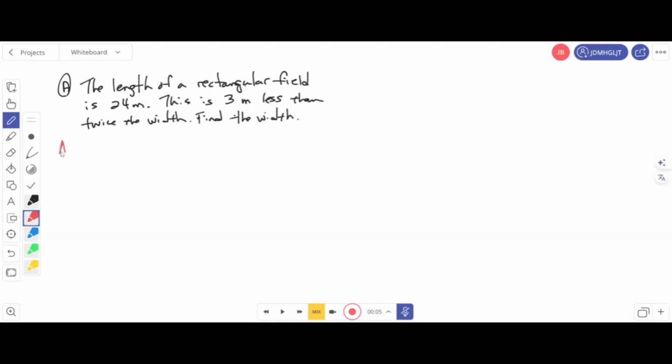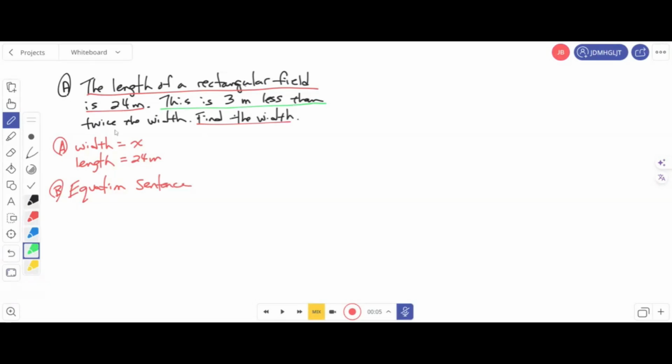Okay, so first thing we do is we determine what it is we're looking for. They want us to find the width. We have an information sentence at the beginning that says the length is 24. Next, we find the equation sentence. The equation sentence is this is 3 meters less than twice the width.